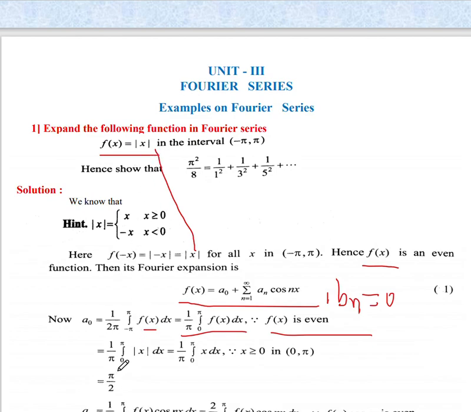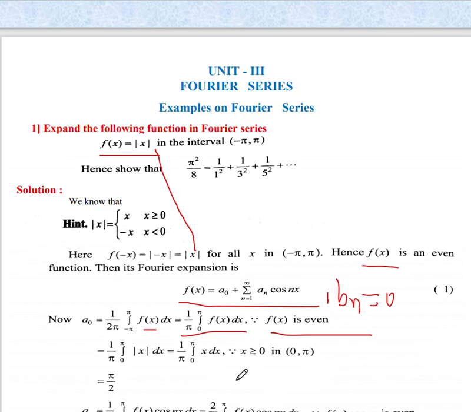Okay. So 1 upon pi integral 0 to pi mod x dx. We can write mod x equal to x, so 1 upon pi integral 0 to pi x dx, because x is greater than or equal to 0 for all the values in the interval 0 to pi, so this will give the positive x.